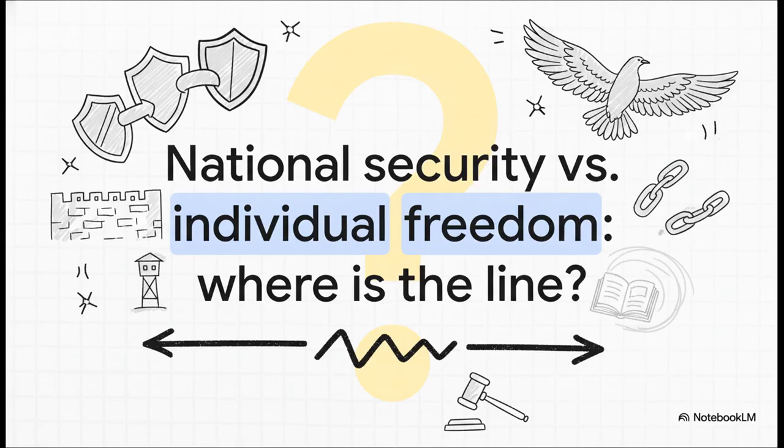And that really leaves us with the big, lingering question, doesn't it? In a real crisis, where do you draw that line? The line between national security on one side and individual freedom on the other. It's a question that every democracy has to grapple with, constantly.